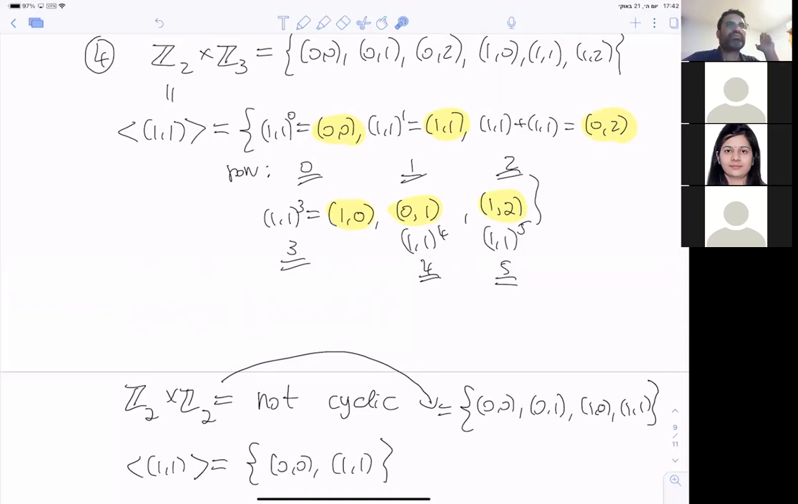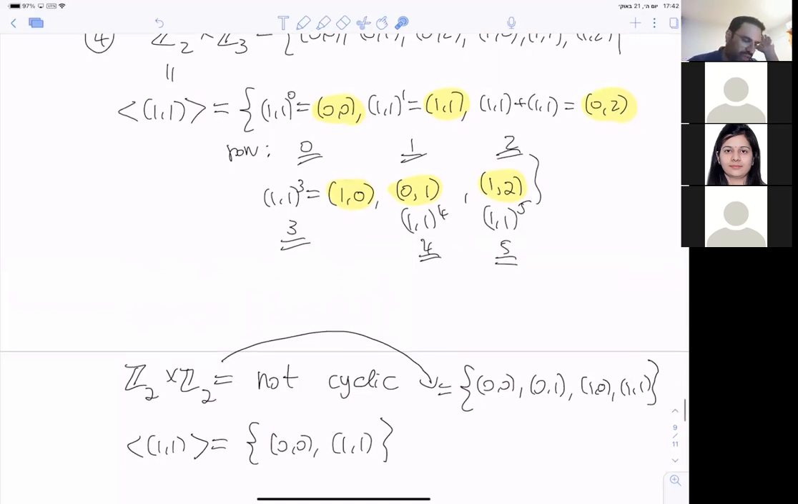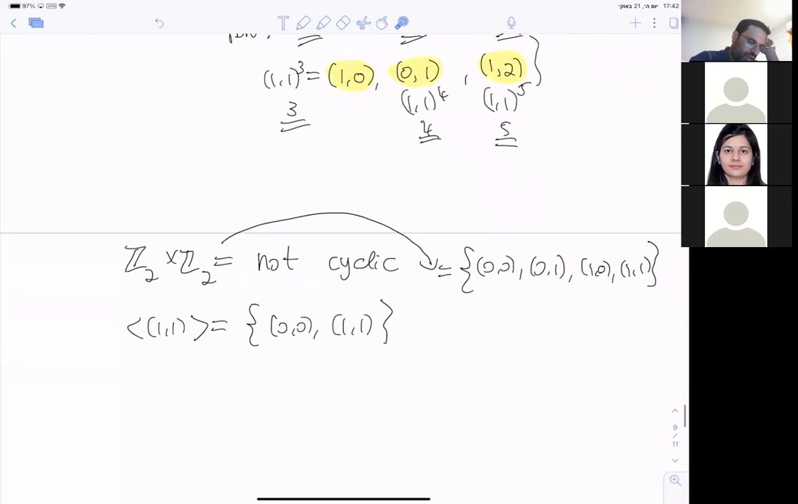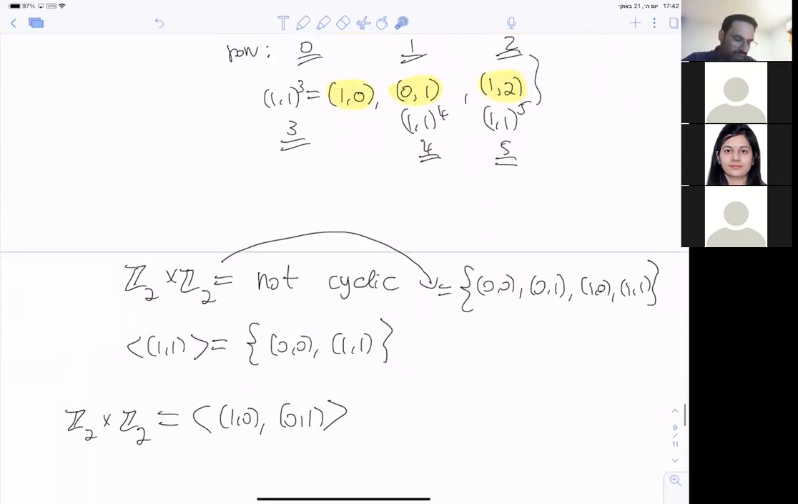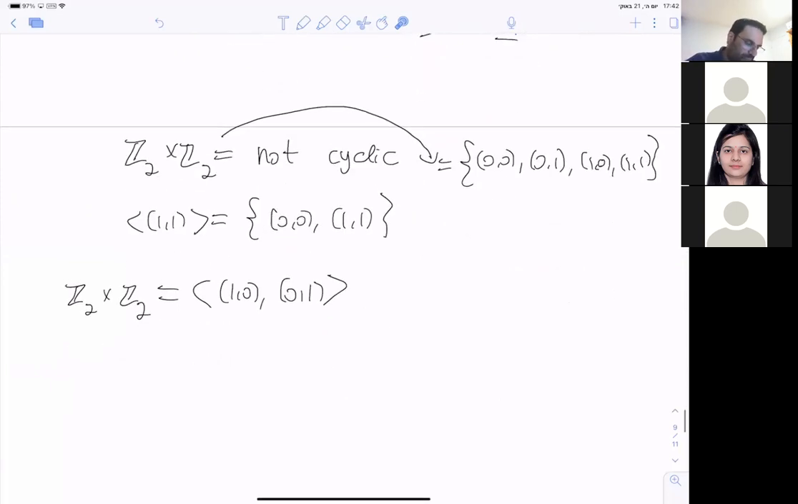Actually, to be able to generate this group, we need 2 elements. We need (1,0) and (0,1). So it's not cyclic, because cyclic means you can use only 1 generator, and here you have to use 2 generators. Another example of a non-cyclic group.